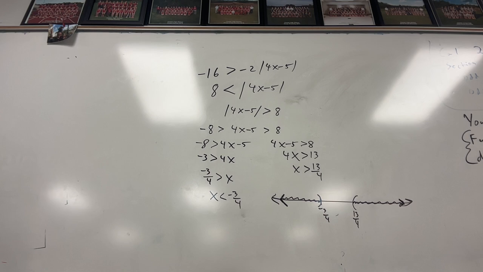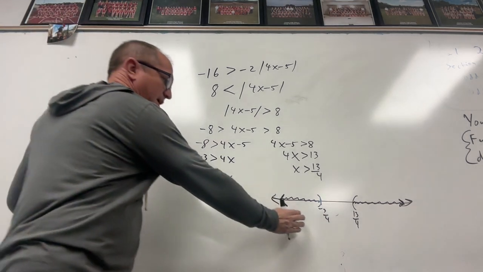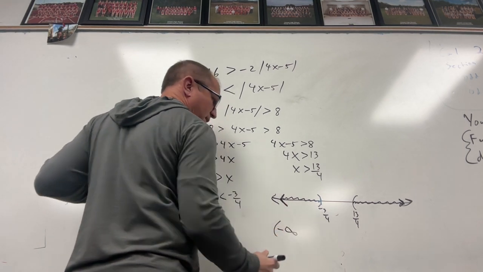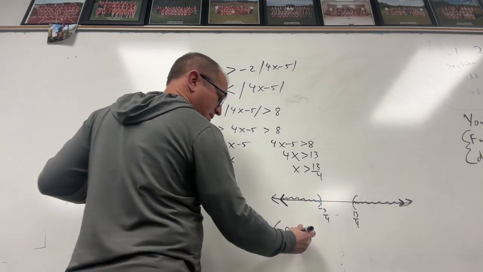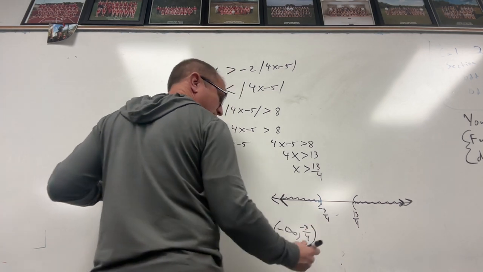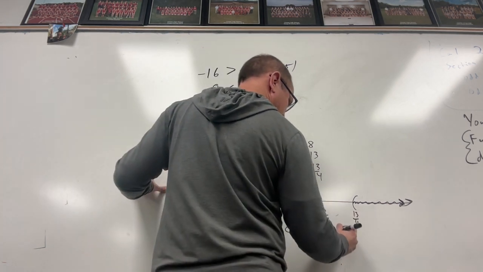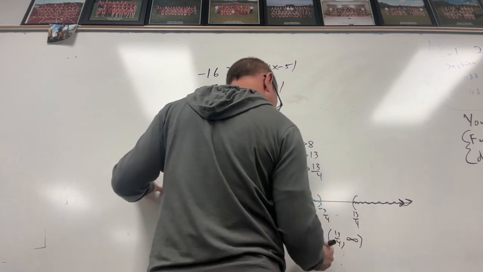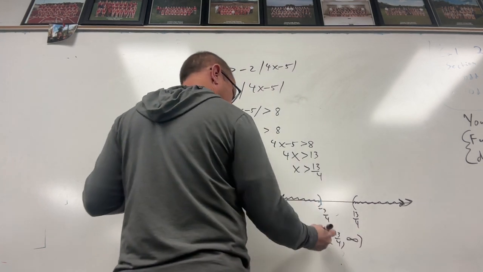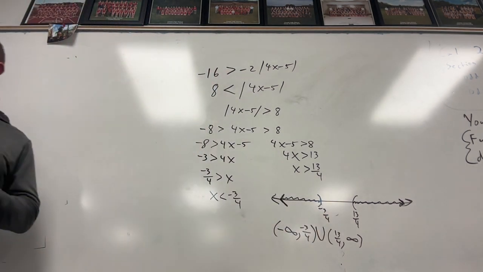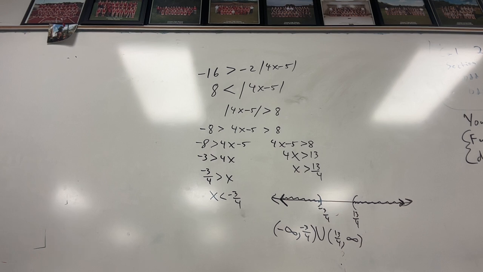How could I write that in interval notation? What's the farthest left this goes? Negative infinity. Okay, negative infinity, and then where does it go? To negative 3/4, and then it jumps, right? So it's 13/4 to infinity. Now, I'm going to union those. There's not an intersection there, it's a union.